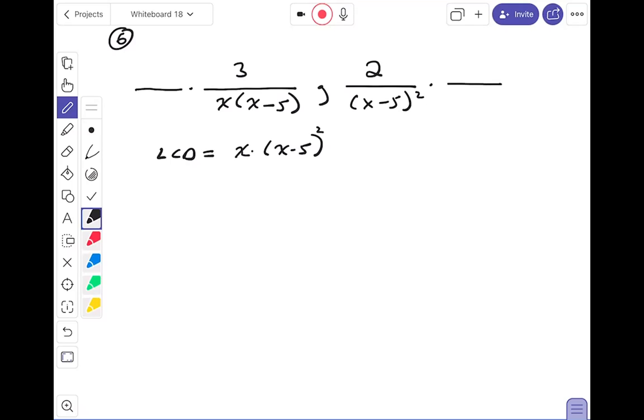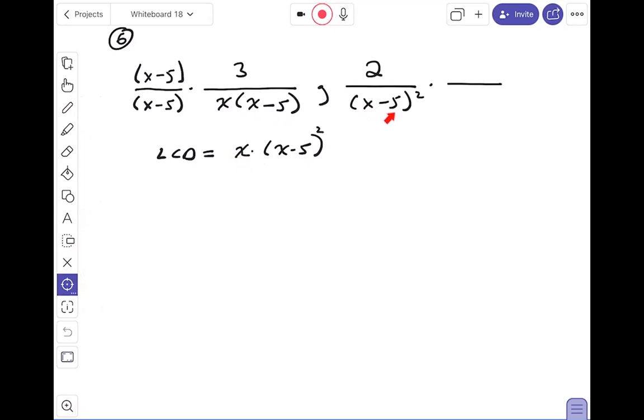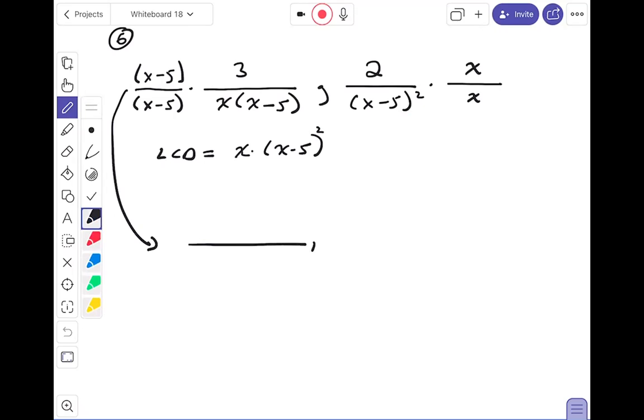All right, let's look at the first guy. I got the x minus 5. What am I missing? I have the x, but I'm missing a factor of x minus 5. So I need to write that down. Remember this. If you multiply the bottom by x minus 5, you multiply the top by x minus 5. Let's look at the next guy. Well, I have the factor x minus 5 squared, but what am I missing? A factor of x. So I need to write that down. All right, let's go through this. The denominator in both cases is now identical.